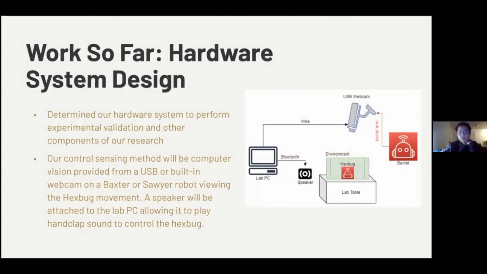Our system is composed of a control sensing method, which is computer vision motion tracking, provided from a USB or built-in webcam on a Baxter or Sawyer robot, where the arm will view the hexbug movement happening on a lab table. We will set up an environment for the hexbug to motion plan in on the table. And a speaker will be attached to the lab PC, which serves as our control input to the hexbug, which will respond to the sounds played from the speaker.